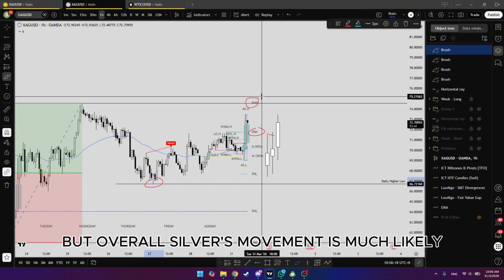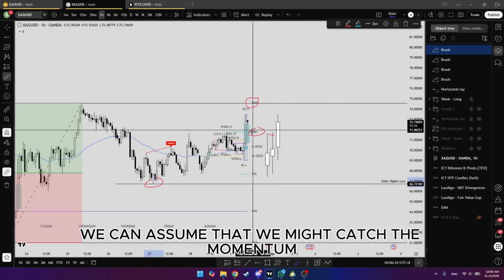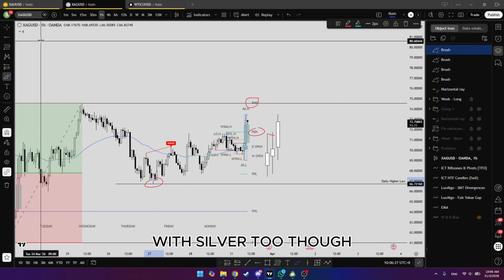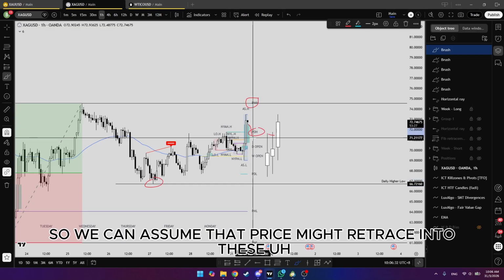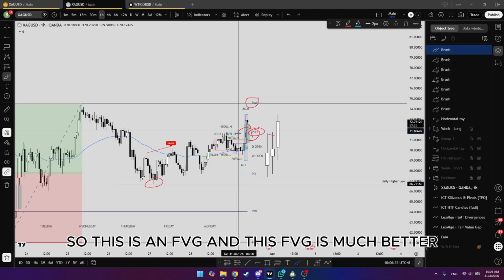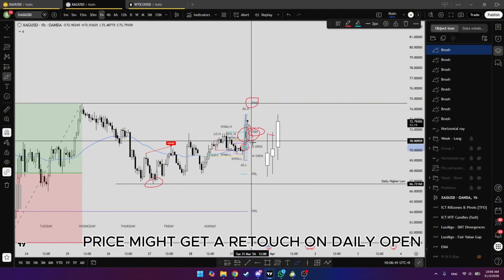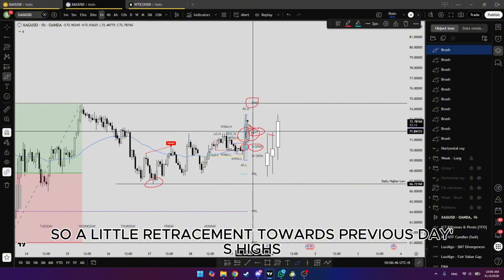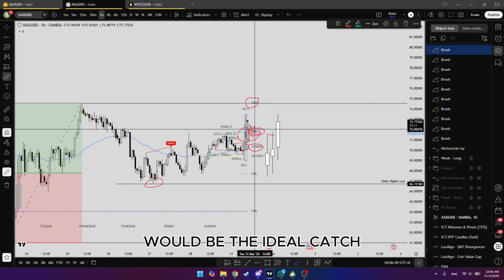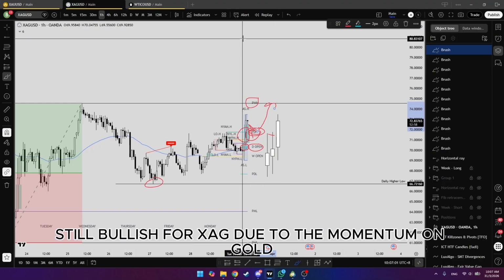But overall, silver's movement is much likely same to gold. So with gold strength, we can assume that we might catch the momentum with silver too, though silver's market structure is yet to form a higher high. So we can assume that price might retrace into these points of interest right here. So this is an FVG, and this FVG is much better because we can assume that price might get a retouch on daily open. But if price is very strong, a little retracement towards previous day's highs would be the ideal catch for longs towards previous week highs. So overall still bullish for XAG due to the momentum on gold.